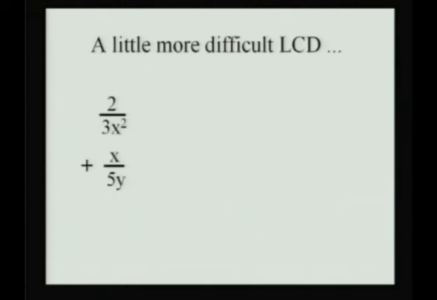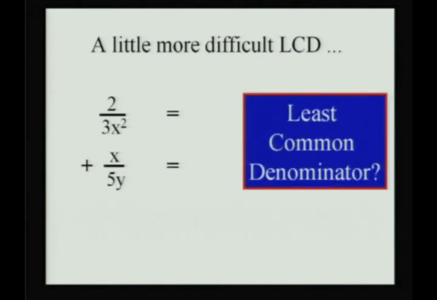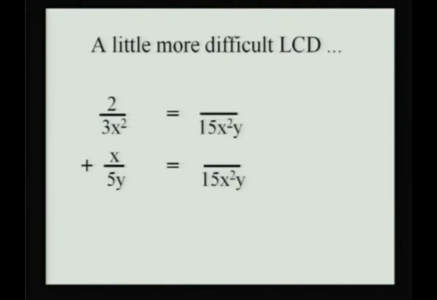Let's do a little bit more difficult one. In this case, for our least common denominator, I need one of everything. So I'll need 15 from the 3 and the 5. I'll need x squared, and I'll need a y. So what did I do to go from 3x squared to 15x squared y? In other words, who's new? Well, 5y. So 2 says, I need a 5y.